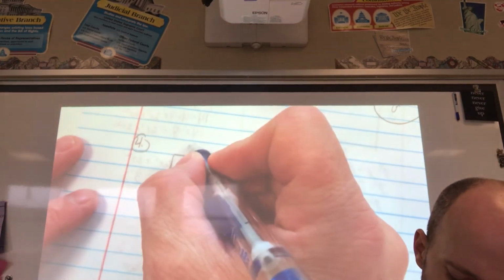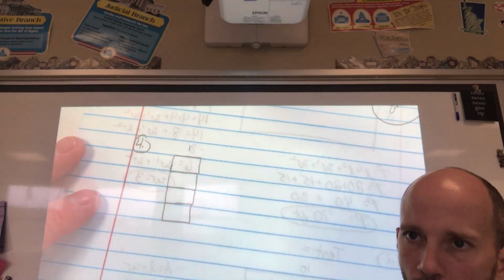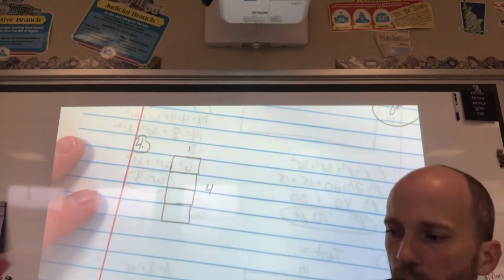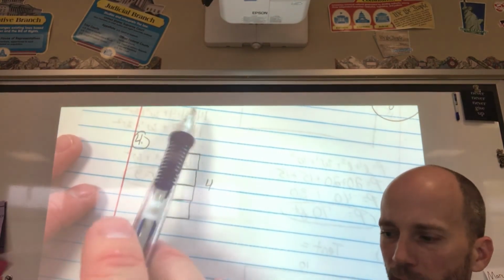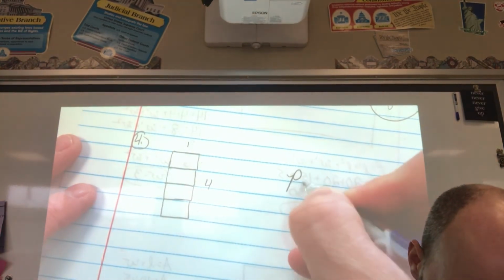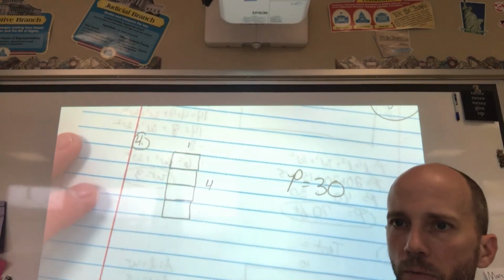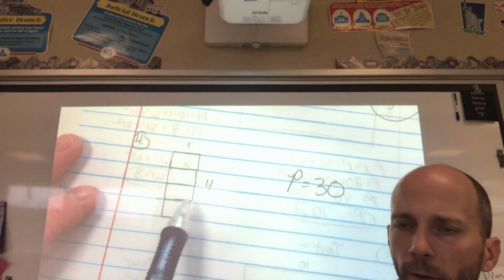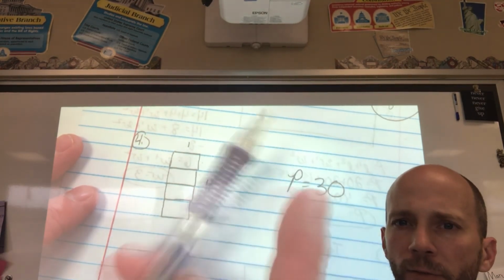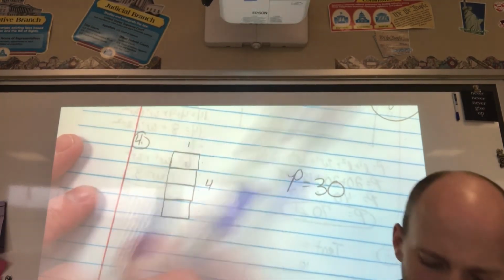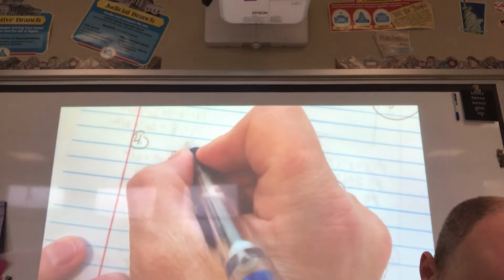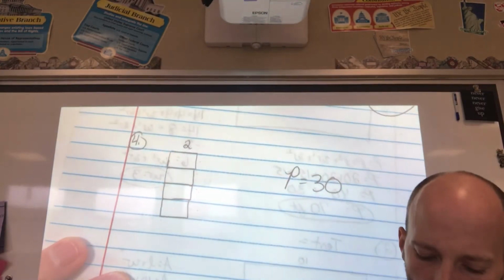So I'm going to start with 1. Let's say this is 1. So if this is 1, this would be 2, 3, 4. So now let's see, does this add up to 30? Because that's what we want. We want the perimeter to equal 30. So let's do mental math together. 1 plus 4, 5. 1 plus 4, 5. 5 and 5, 10. Not making it. So let's not do 1.